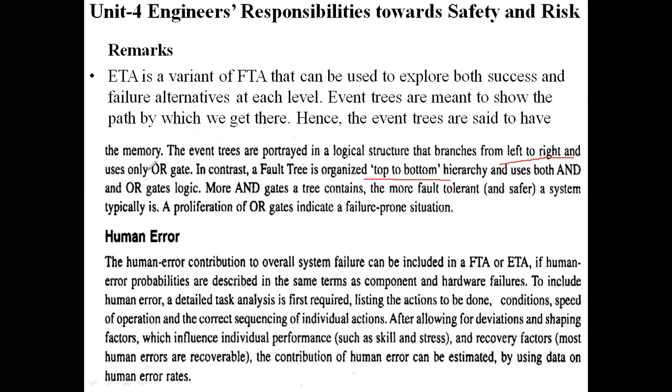Event tree analysis uses only OR gates, the summation of all the events. Whereas in fault tree analysis, we are supposed to use both AND gates as well as OR gates. The more AND gates a tree contains, the more fault tolerant and safer a system typically is. When more AND gates are used, more fault tolerance is achieved.